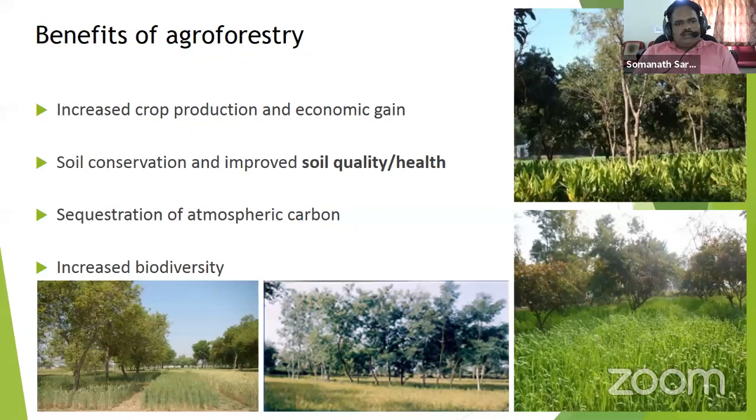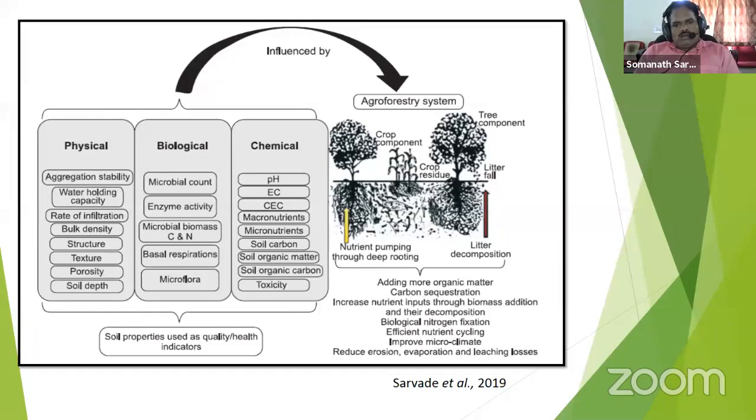The agroforest system also increases the biodiversity, soil biodiversity as well as the plant diversity, vegetative diversity, and the insect and bird diversity also improves in the agroforestry systems. These are some processes which influence the soil physical, chemical, and biological properties which improve the soil health.